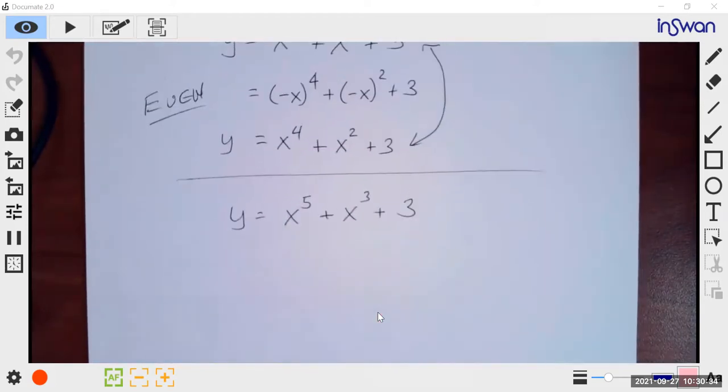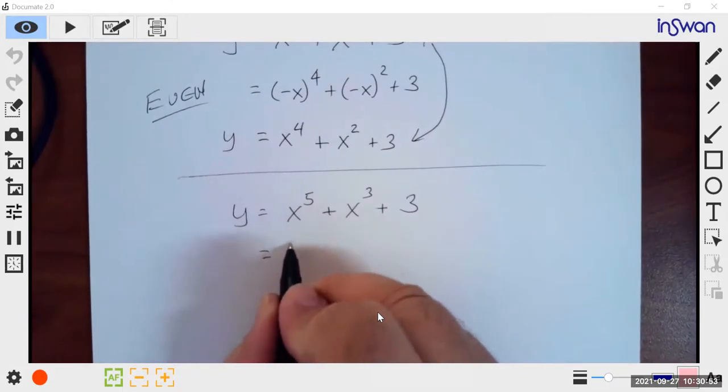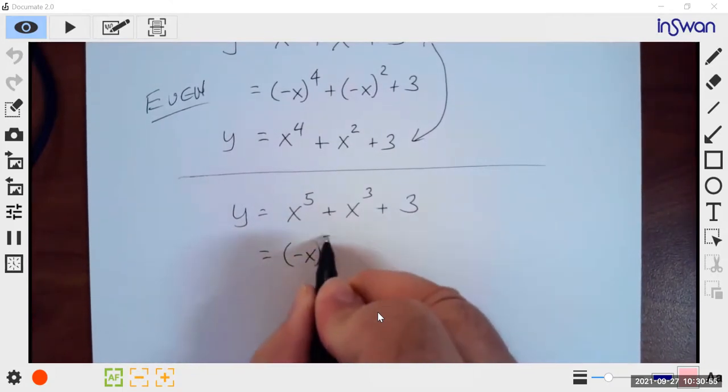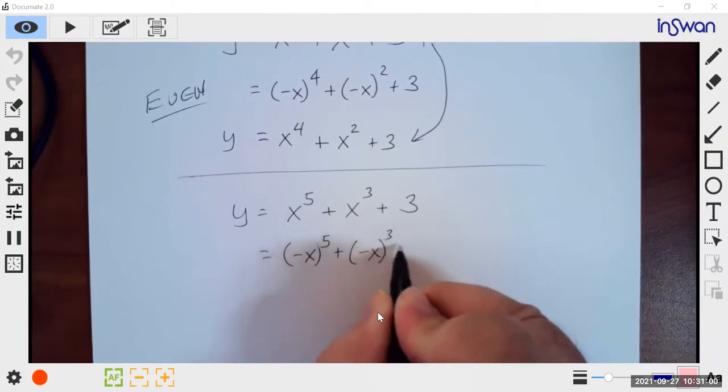How about this one? Is it odd or even? Or would you venture to guess? That is what you would think first, right? Well, let's try it. At first you're right, it looks odd, but no. When you do this, you change x to negative x.